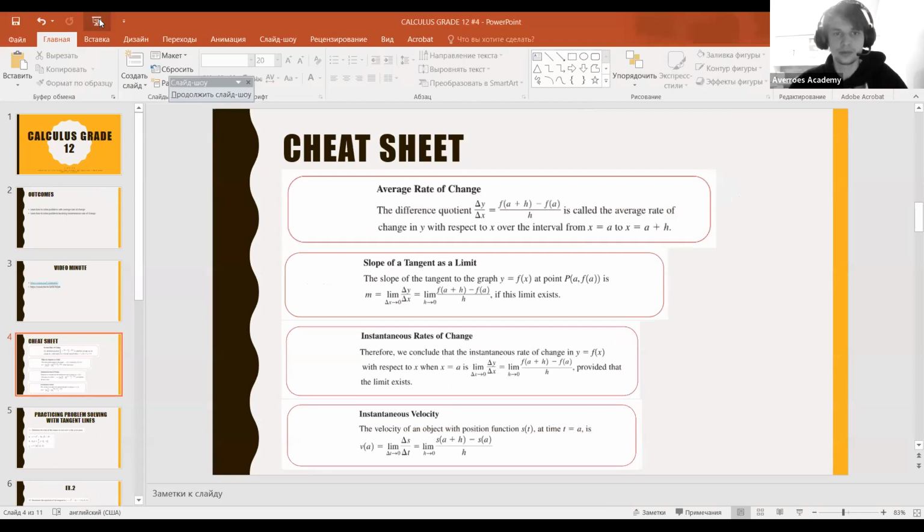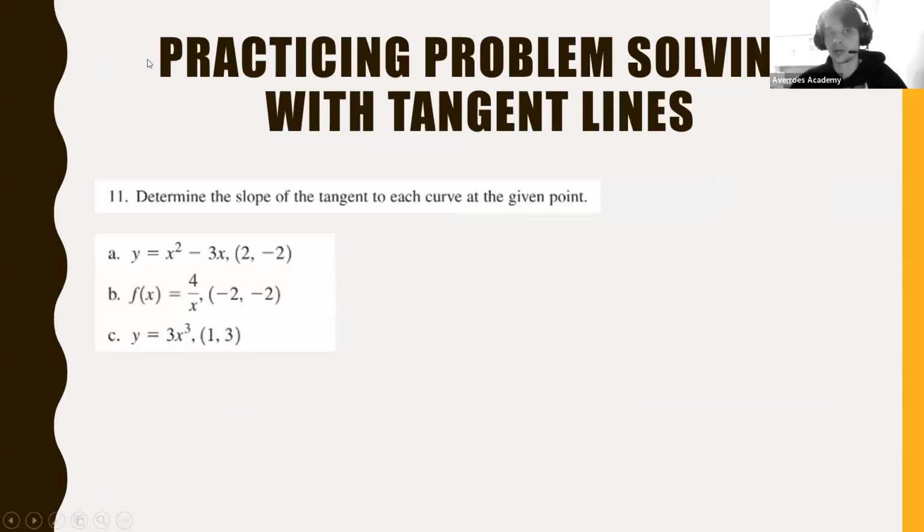Let's move on, and we're going to dedicate the remainder of our class to practicing problem solving, and we're going to begin with problems involving tangent lines. Can you see the screen, right? And we don't have much time left. I would like to ask you guys, looking at this task, do you feel like it's complicated for you at this point, or you understand how to solve it?